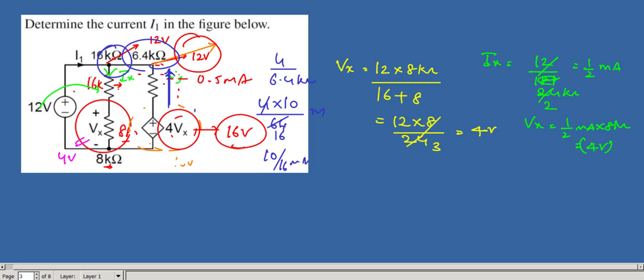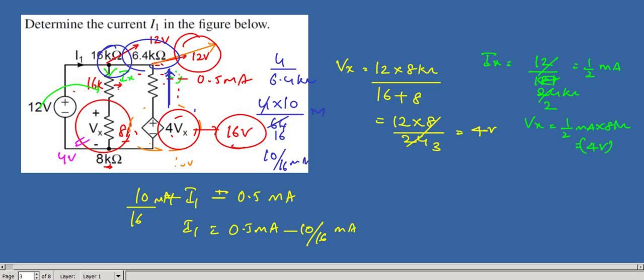So apply KCL at this node, so current is entering I1 and here current is leaving. How much is it leaving? 0.5 milliamperes current is leaving, and here 10 by 16 milliamperes in this branch current is entering. So I1 equal to 0.5 milliampere minus 10 by 16 milliamperes.